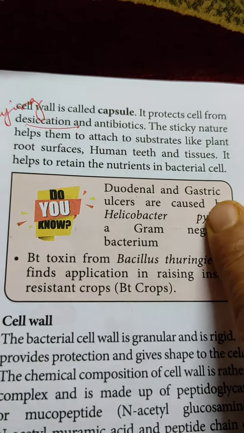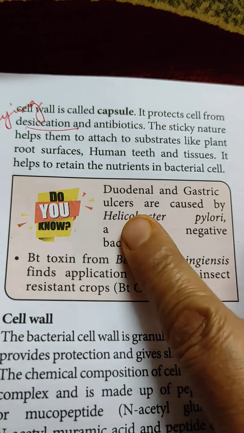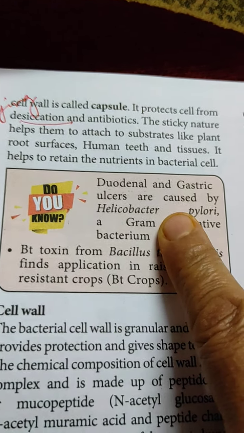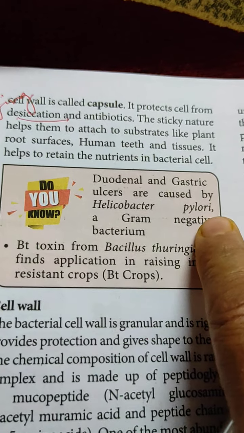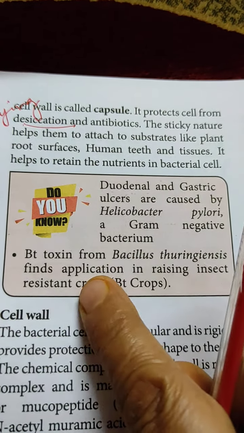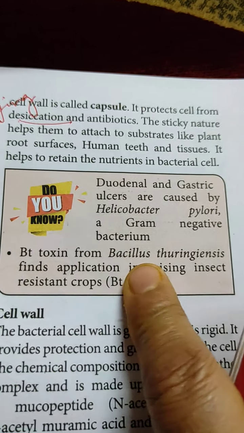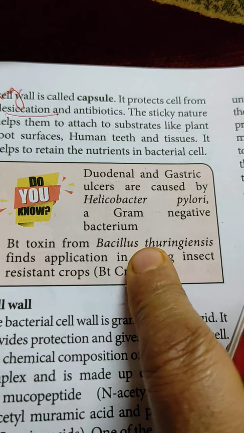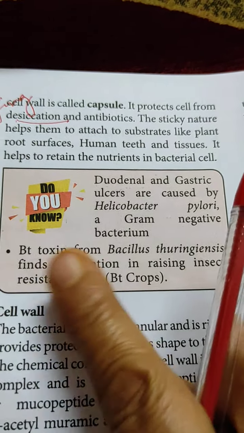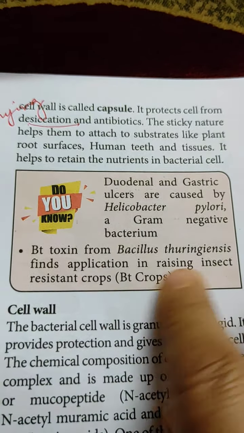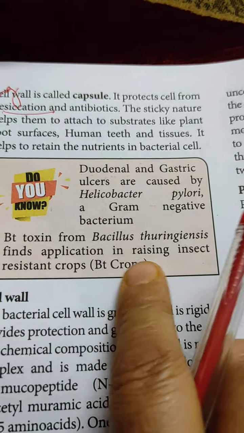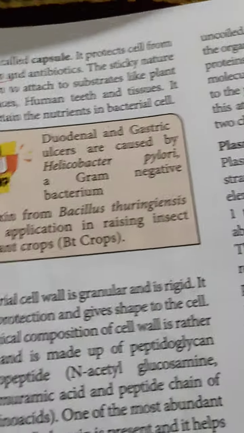Now, a few examples have been given, that is duodenal and gastric ulcers caused by Helicobacter pylori, a gram-negative bacterium. Bt toxin is produced by a bacterium; the name Bt has come from B for Bacillus, T for thuringiensis. Application in raising insect-resistant crops.